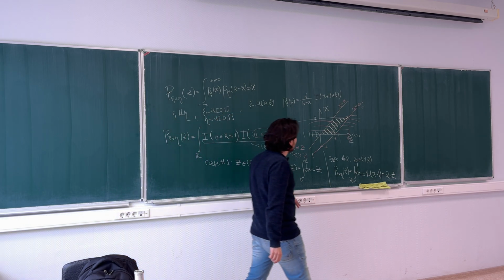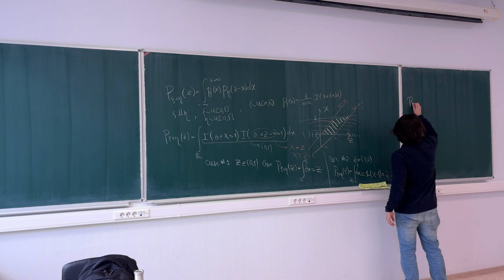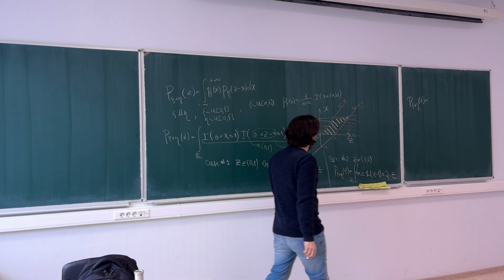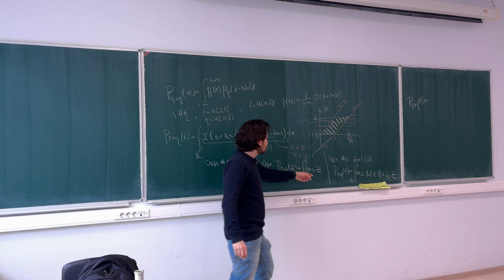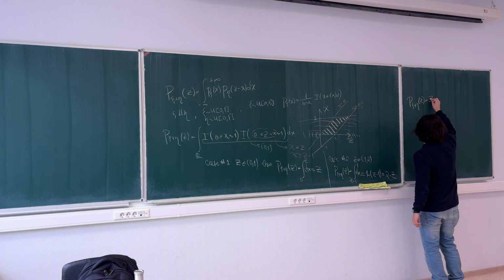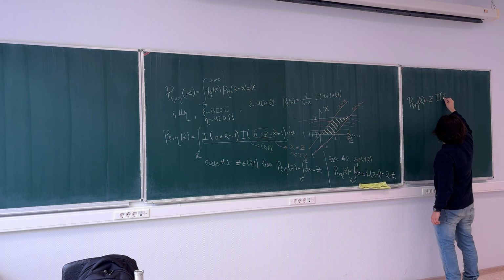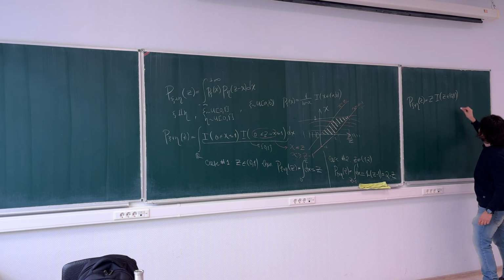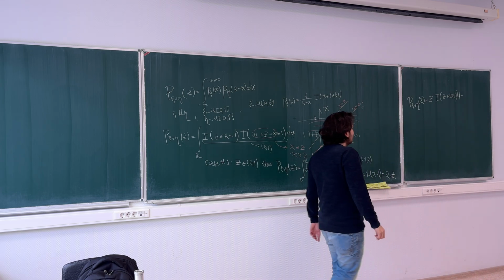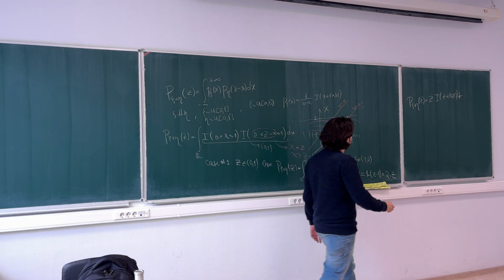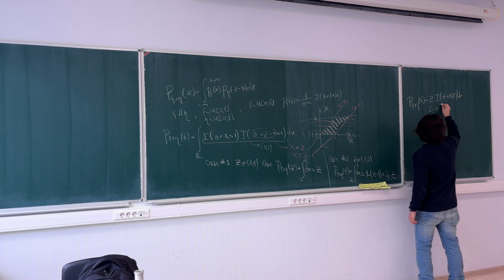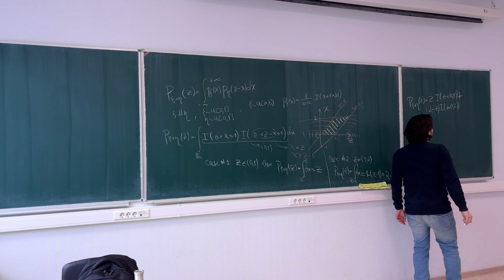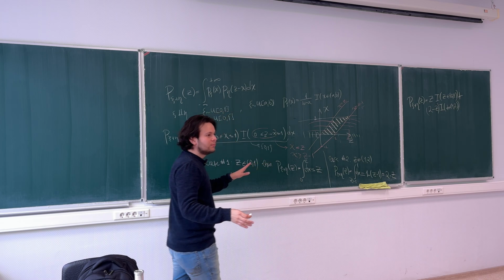So what is the answer? In this case, we should write the answer like this. So the density we can write like this: first, we obtain z if z is from 0 to 1, plus, this is the first case, plus 2 minus z if z is from 1 to 2, and that's it, right? Plus 0, okay?